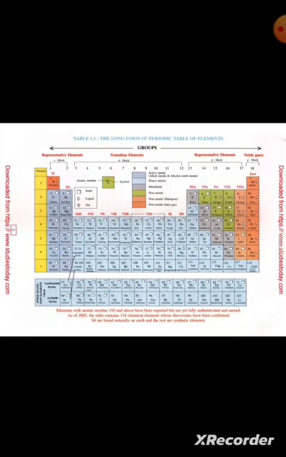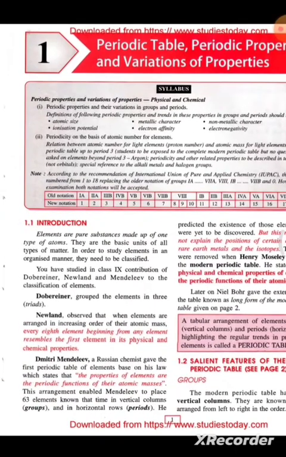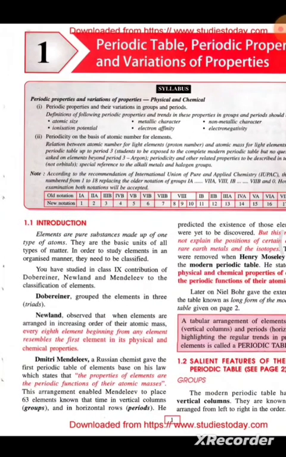So first it was given by your Dobereiner, that is your three triads. Triad means in one triad 3 elements will be there. So this Dobereiner, Newlands and Mendeleev, nicely you have read in your 9th class. So I am not repeating here. If I repeat, then this video will be too long. It is there already and you have understood nicely. So you can revise this from your 9th class book.